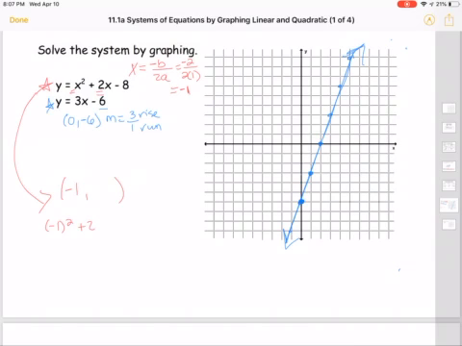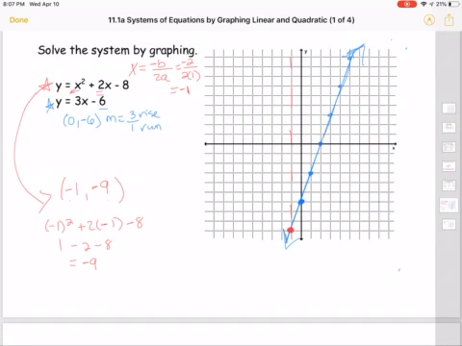Negative 1 squared plus 2 times negative 1 minus 8. Negative 1 squared is just 1. Minus 2 minus 8. Well, that equals a negative 9. So we have a vertex of negative 1, negative 9. So here's my axis of symmetry on negative 1. Here is my negative 9. Okay, and that's our vertex.